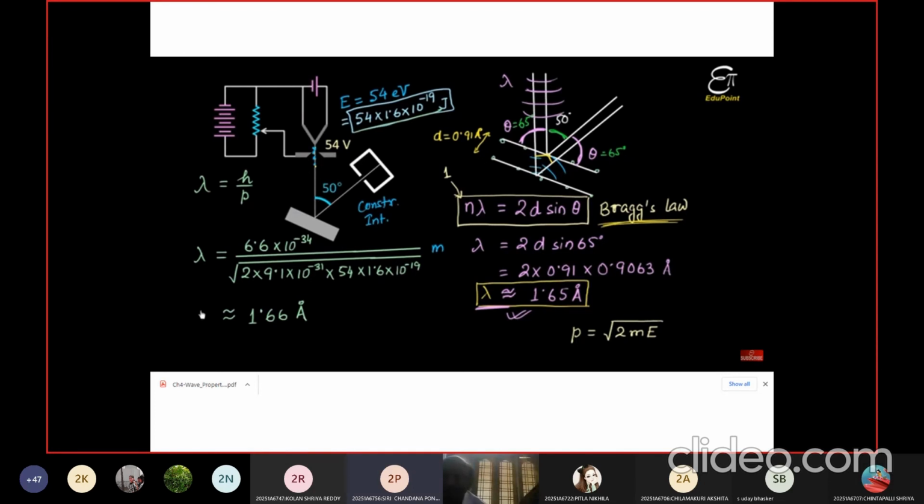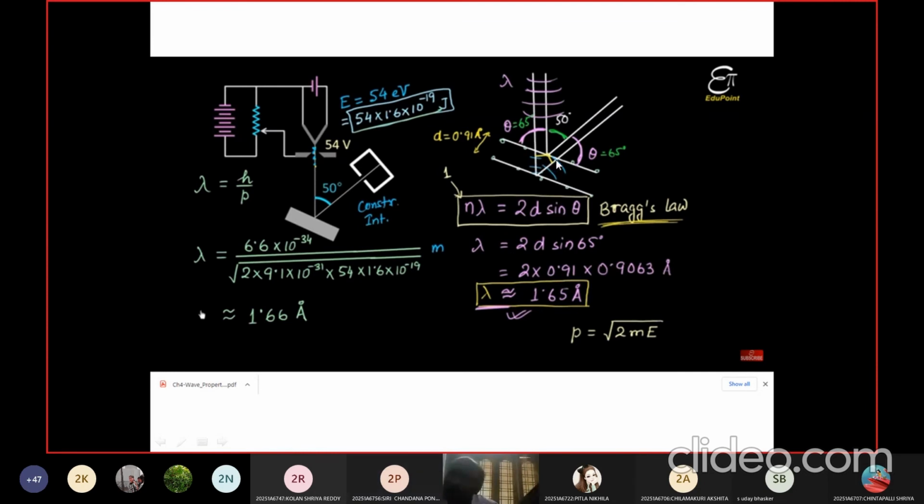Sir, is Bragg's law and grating equation different? Yes. In the grating equation, you have n lambda is equal to d sine theta, not 2d. Why? If you try to see the right side experiment where the lines are falling on the parallel planes and getting reflected, you see 2 yellow lines. Do you see them?